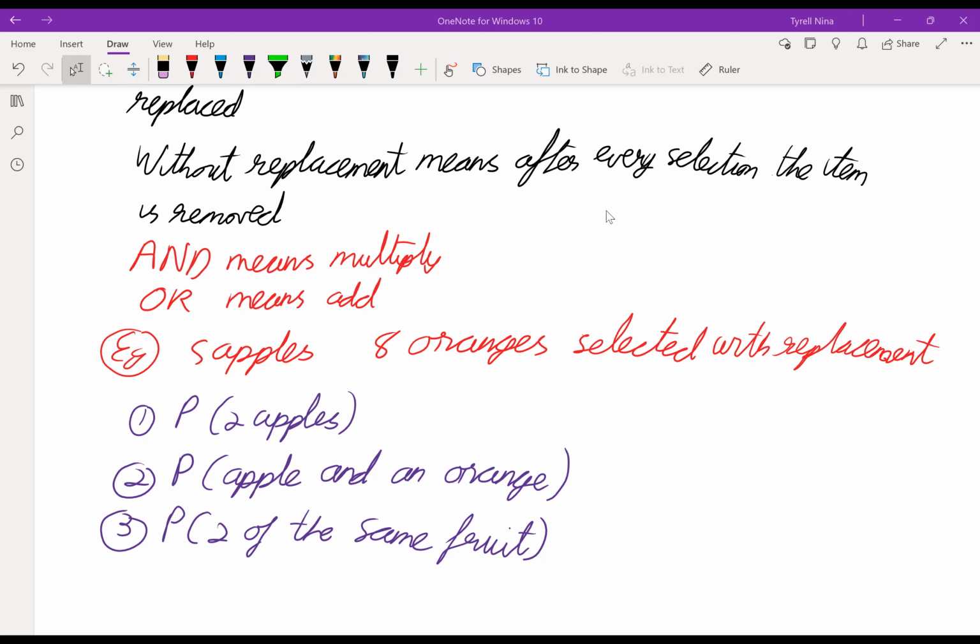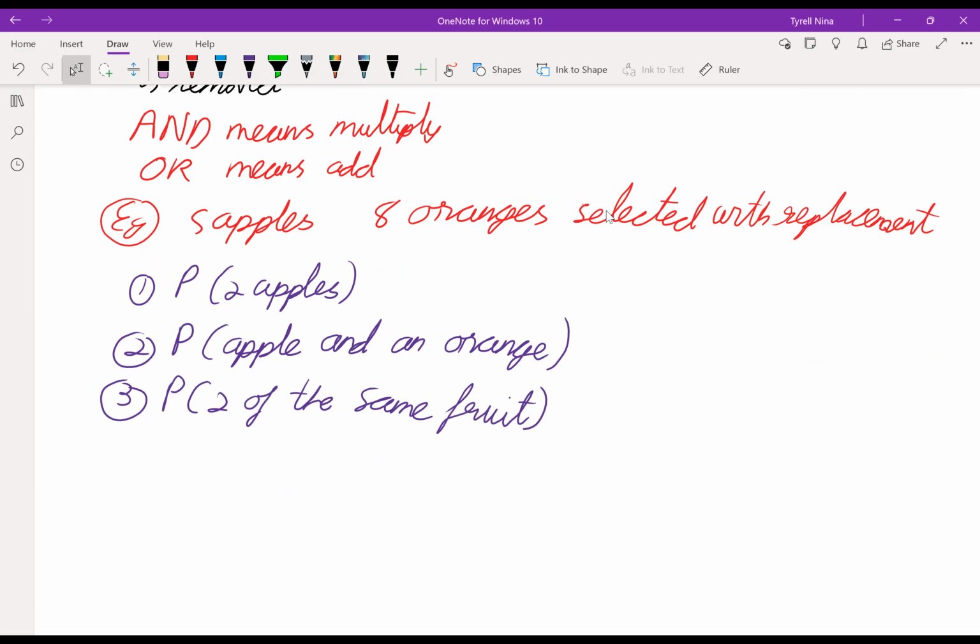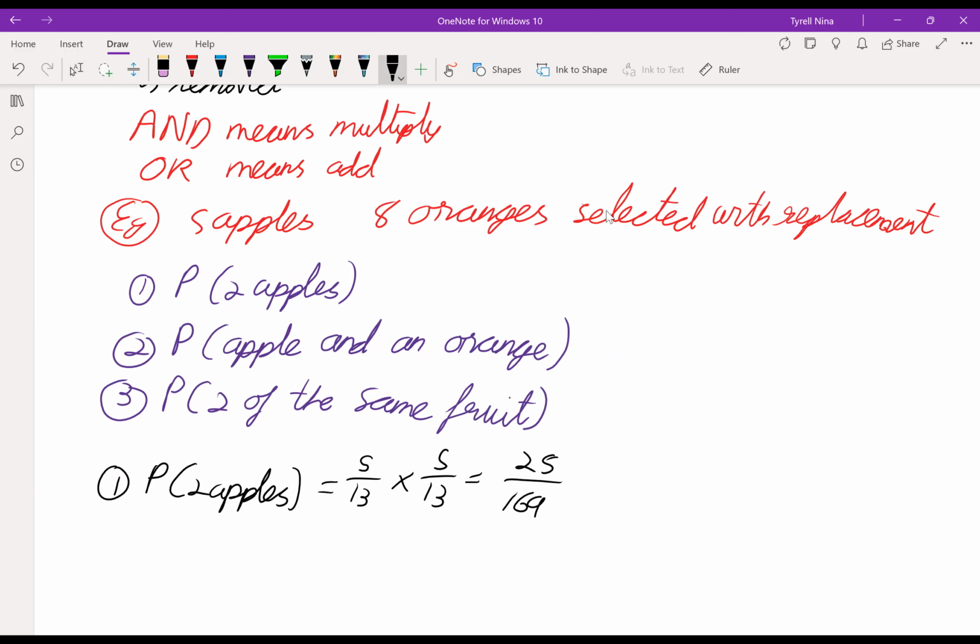So remember, and means multiply, or means add. In your head, you read it out. For the first one, the probability of 2 apples, I need 1 apple, which is 5 over 13, and I need another apple, 5 out of 13, so 25 over 169. Now the probability of an apple and an orange means I could pick an apple then an orange, or an orange and an apple.